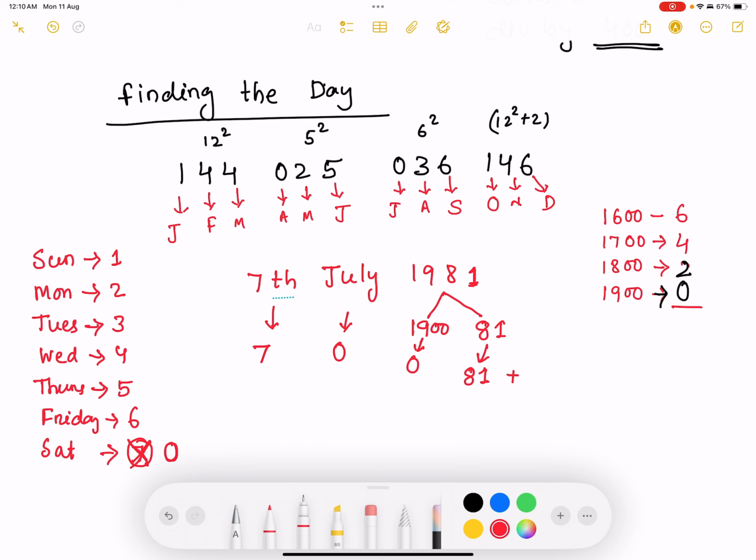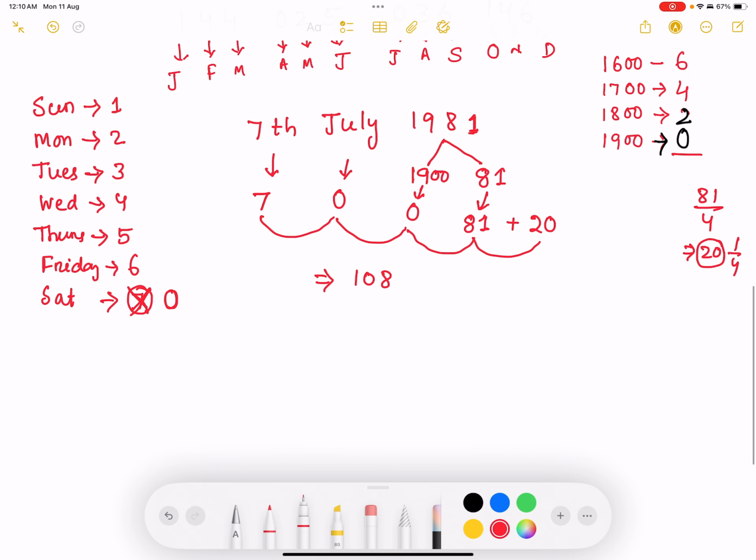Now tell me, in 81 years how many leap years are there? 81 by 4 means 20 with remainder 1. You need to take the quotient part only, so 20. So 7 plus 0 is 7, plus 81 is 88, plus 20 is 108. After that, a week has how many days? 7 days. 108 by 7 gives 15, remainder 3. Here you need to take the remainder only. 3 means it will be a Tuesday. You can open your calendar and check.